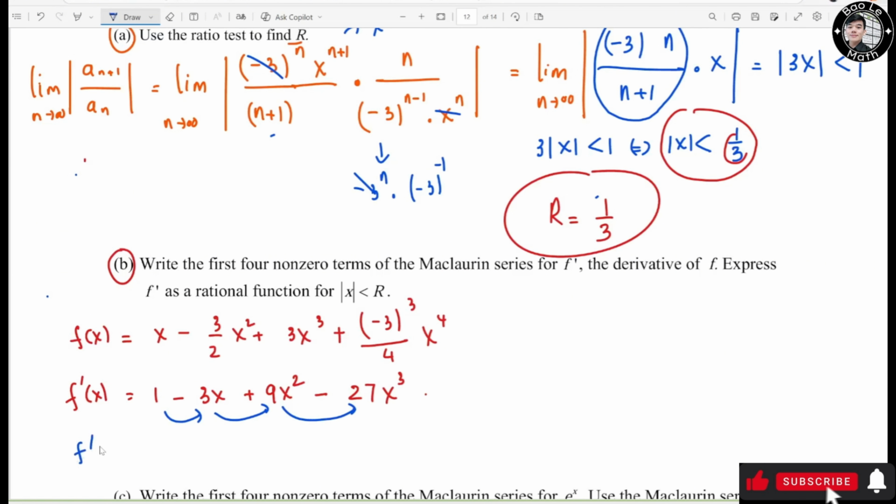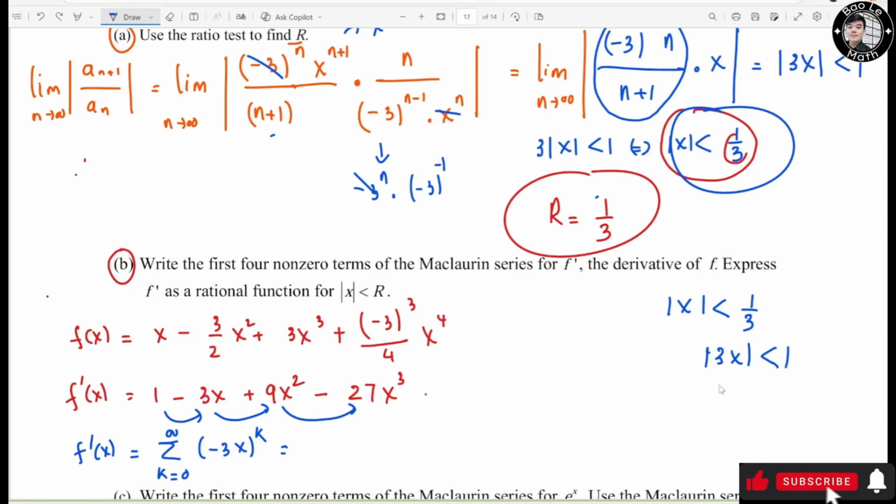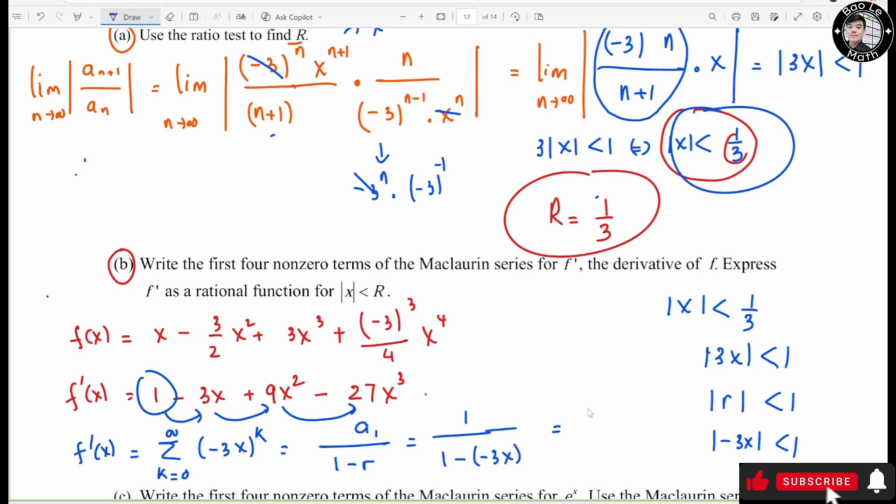So we have f prime of s equals the series, k starting from 0 to infinity, of -3s raised to the k. And this series converges because we have this guy right here, the absolute value of s less than 1 over 3, right? This guy is actually the absolute value of 3s less than 1. And this guy is actually the absolute value of the common ratio less than 1, or the absolute value of negative 3s less than 1. So by the geometric series, the series converges to a sub 1 over 1 minus r, which is going to be a sub 1 right here, 1 over 1 minus negative 3s, right? So it would be 1 over 1 plus 3s, and this guy is actually the rational function, right?